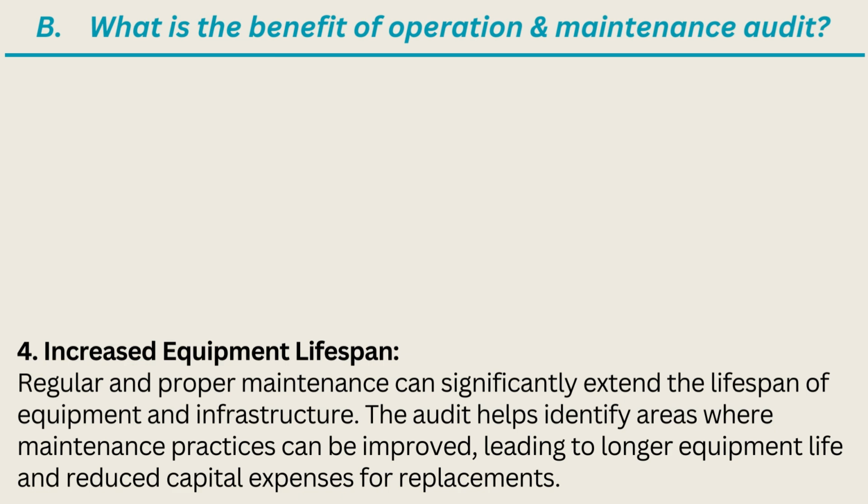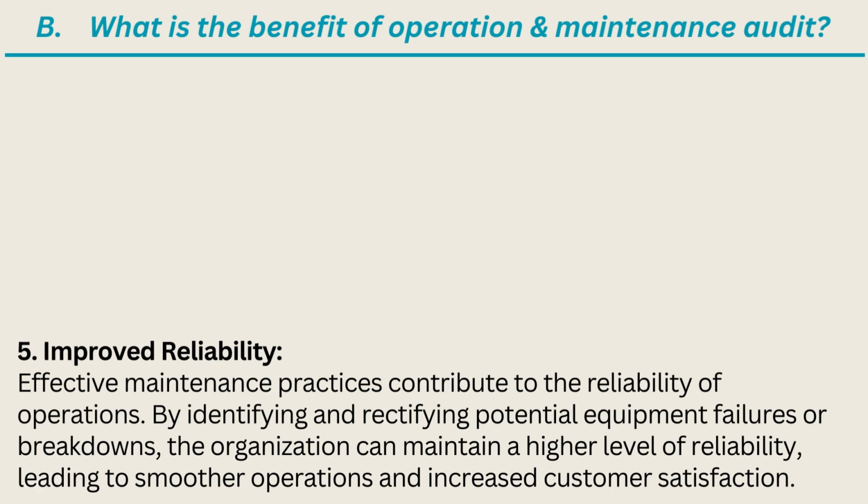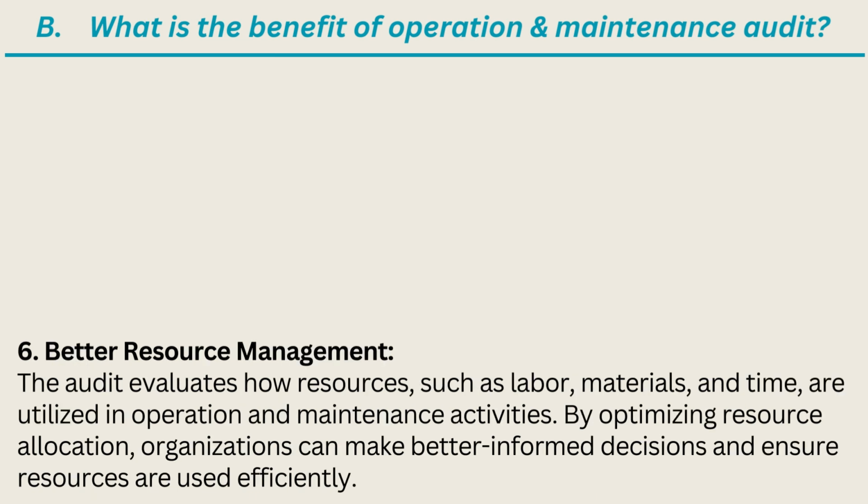4. Increased equipment lifespan. Regular and proper maintenance can significantly extend the lifespan of equipment and infrastructure. The audit helps identify areas where maintenance practices can be improved, leading to longer equipment life and reduced capital expenses for replacements. 5. Improved reliability. Effective maintenance practices contribute to the reliability of operations. By identifying and rectifying potential equipment failures or breakdowns, the organization can maintain a higher level of reliability, leading to smoother operations and increased customer satisfaction.